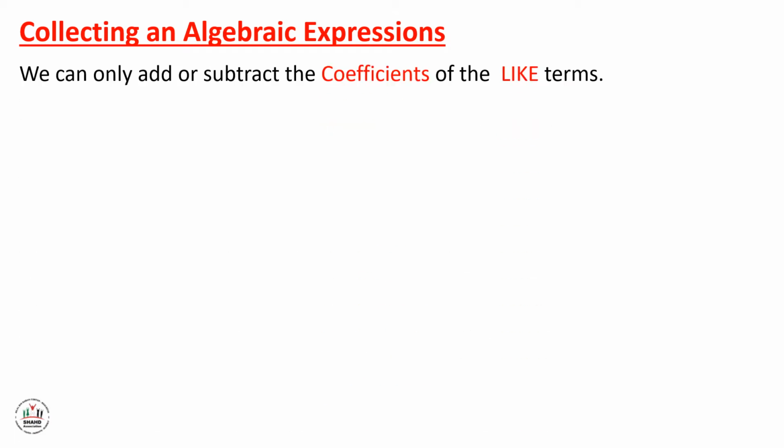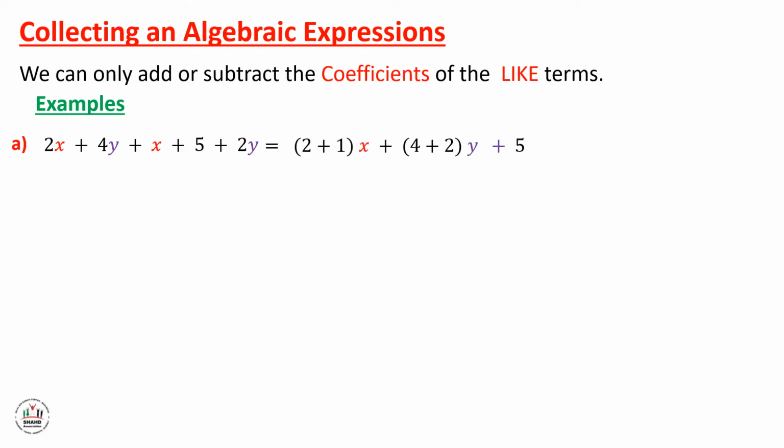Now we will get into one application of distinguishing between like and unlike terms, which is collecting an algebraic expression. We can only add or subtract the coefficients of the like terms. So if we have, for example, 2x plus 4y plus x plus 5 plus 2y, we can add or subtract only the coefficients, and we mean by the coefficients the constants like 2, 4, 1, and 5 of the like terms. So we can add 2x with x, 4y with 2y, and we keep 5 as it is because we don't have another constant to add to 5 or to subtract from 5. Okay, so we got 3x plus 6y plus 5.